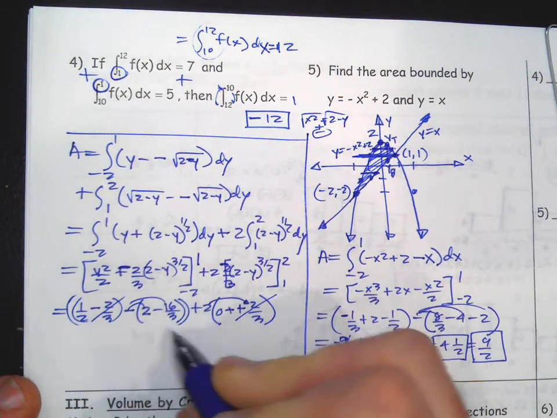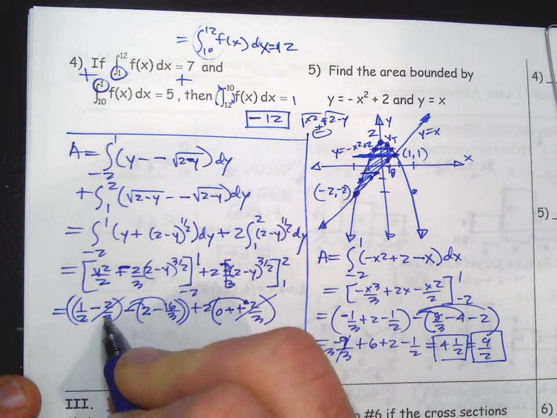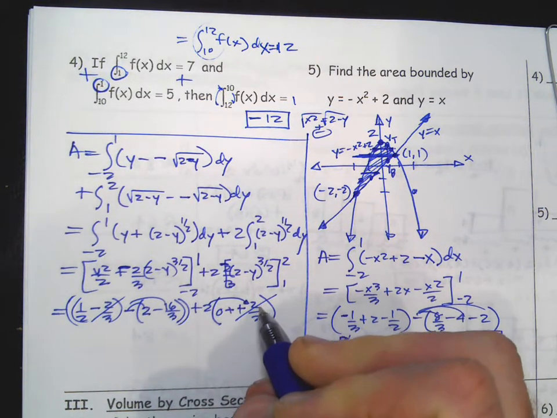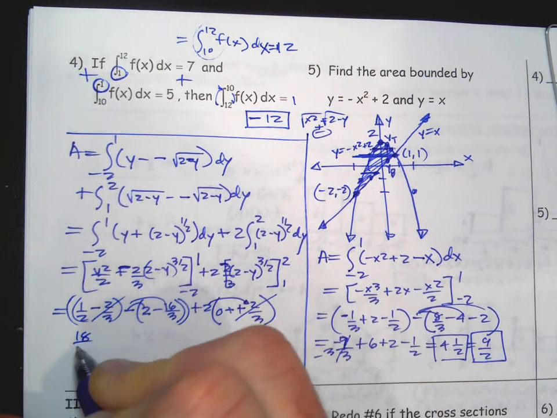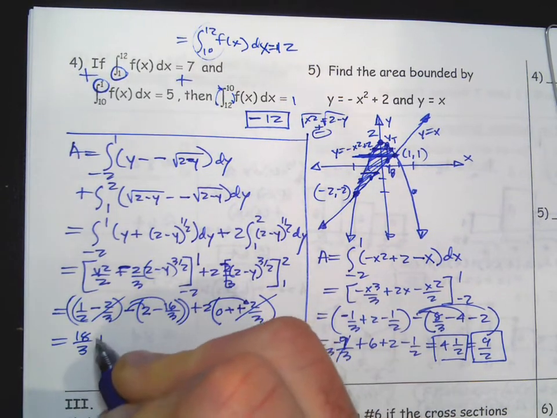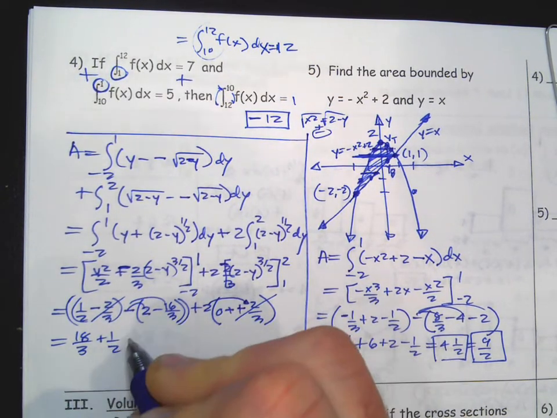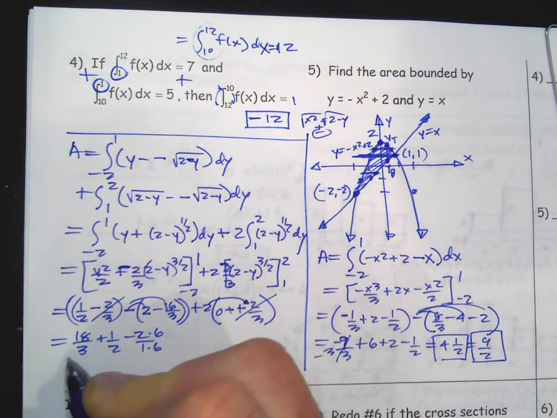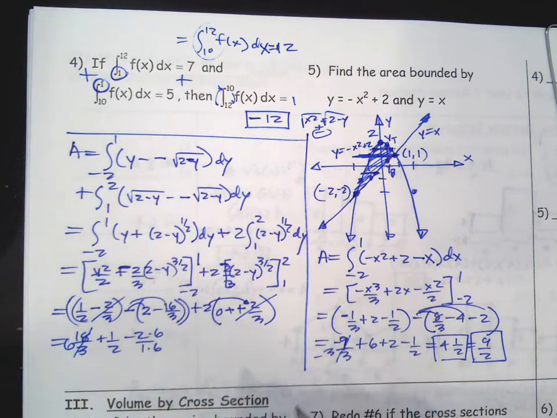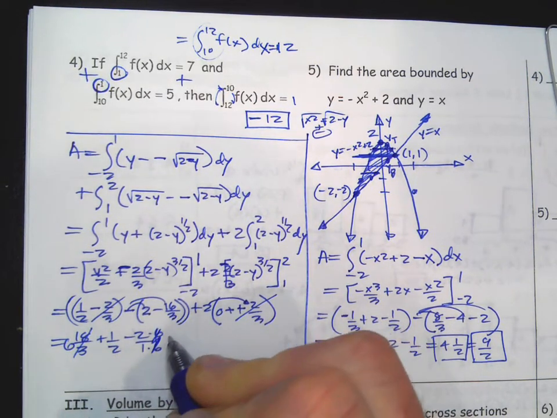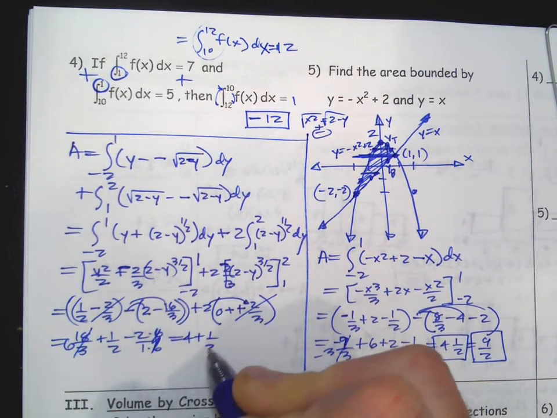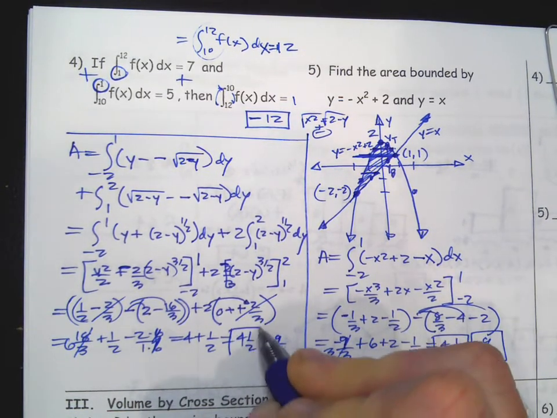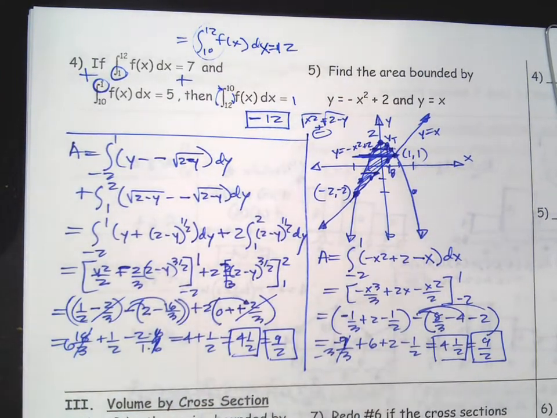So what we have is negative 2/3 plus 16 thirds, so that's 14 thirds plus another 4, which is 18 thirds from all the thirds. We still have a half, and we have a -2. Least common denominator would be 6. I don't even want to bother doing that. So we're going to get 4 plus a half is 4.5, which is 9 halves. Same answer, way more work. So choose wisely.